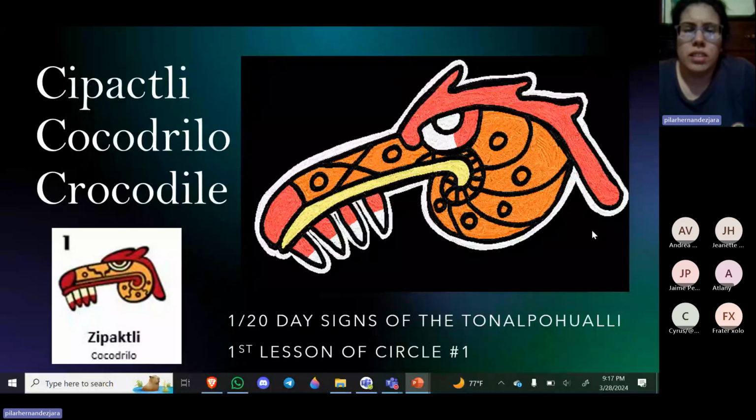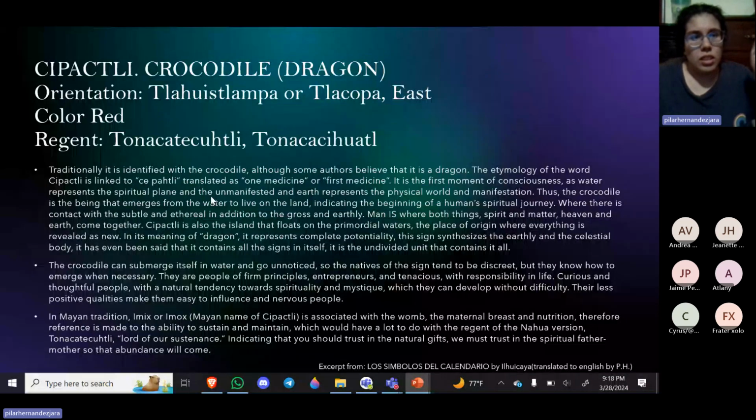Yeah, I think that this would be a good time to share what it says here. I translated this from a document that was shared to me in the class. So it says Zipaktli, the crocodile, or sometimes it's known as the dragon. Traditionally, it is identified with the crocodile, although some authors believe that it is a dragon. The etymology of the word Zipaktli is linked to Se Patli, translated as one medicine or first medicine.